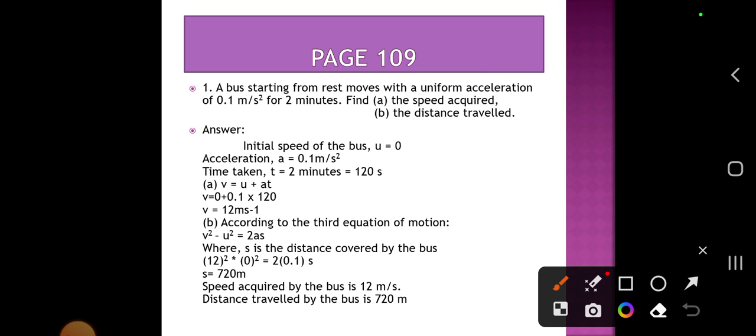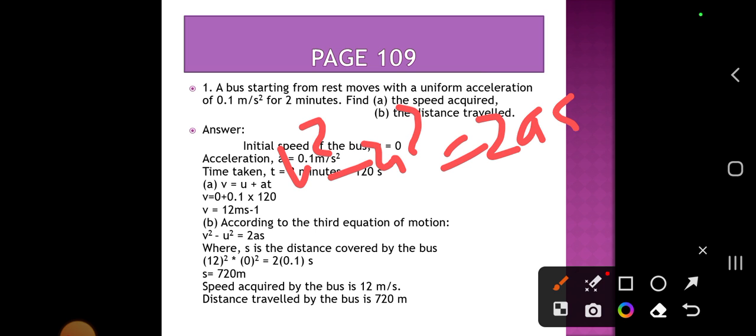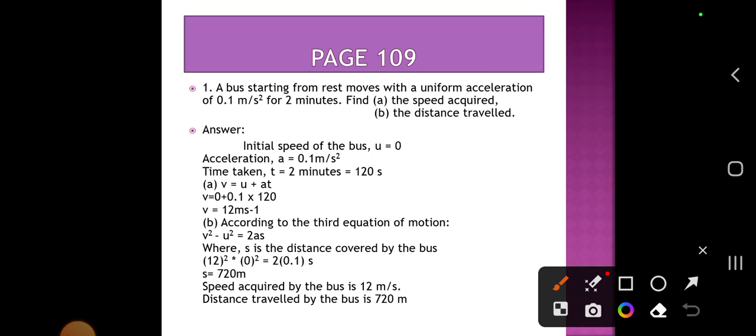Now, the second question is the distance traveled. So according to the third equation of motion, we know that v squared minus u squared is equal to 2as. Here s is the distance. So putting in all the data, you will get the distance traveled, that is 720 meters.